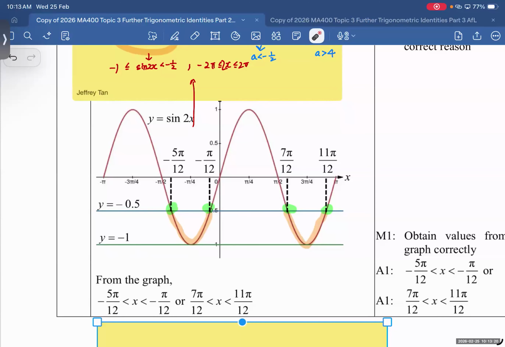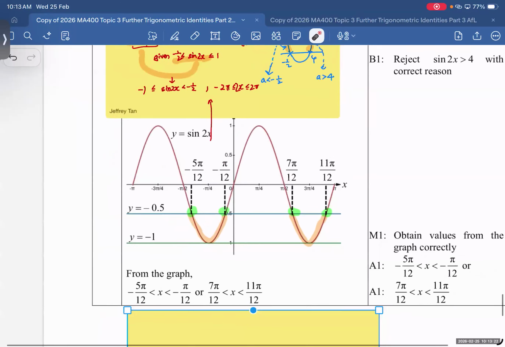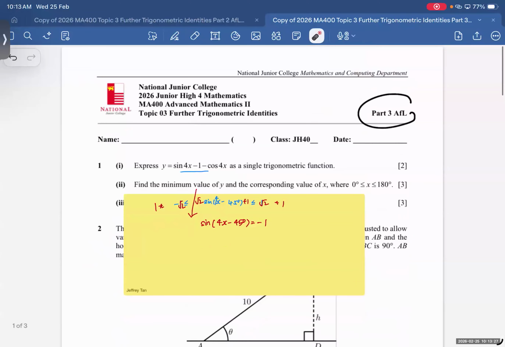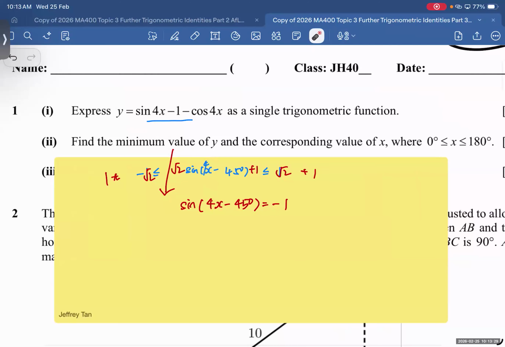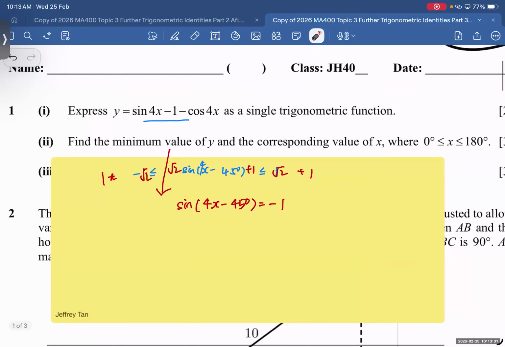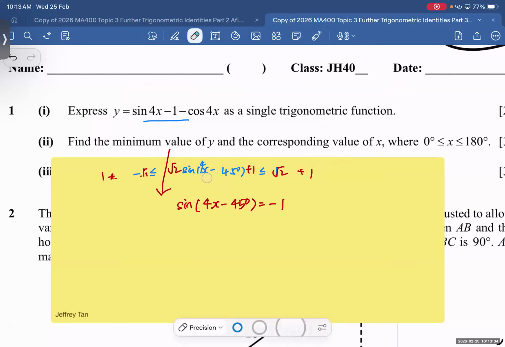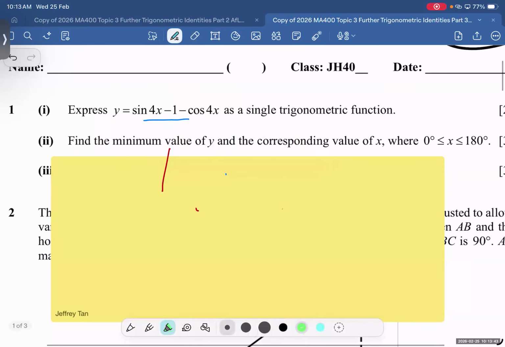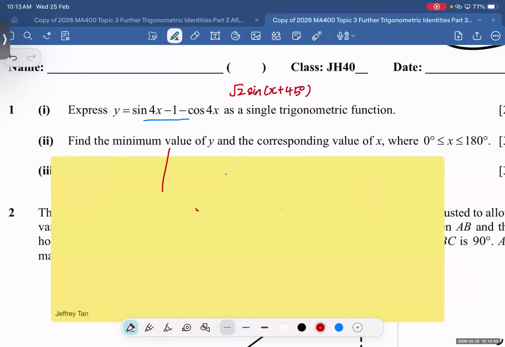AFL 3 question 1. Okay, 1 second. Allow me to go through it with you very quickly. Sin 4x, okay. Part 1. Parts 2 and 3, basically, you just need it when you want the minimum value. I believe for part 1 everyone got the answer: square root 2 sin x plus 45, and subtract 1.